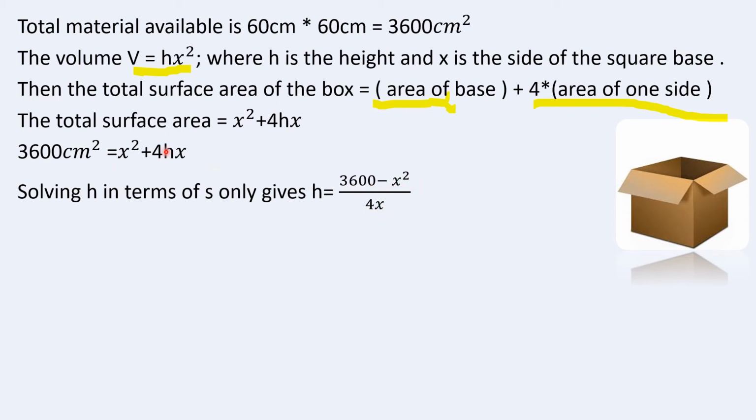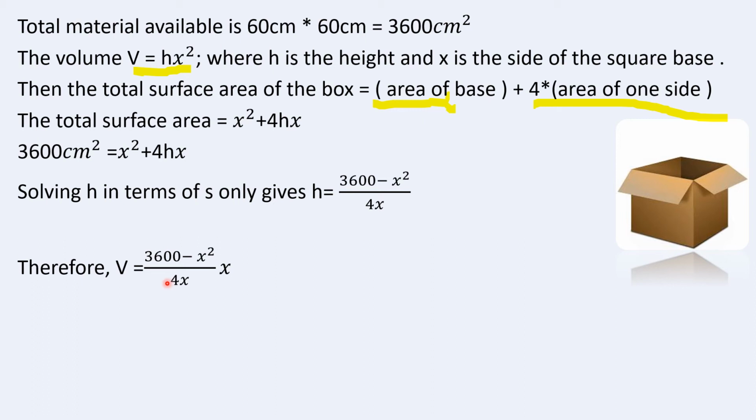Please, you can pause the video here and see whether you get the same answer as mine. Then we substitute this equation into this one. So wherever you see h, you put 3,600 minus s squared, all divided by 4x. You put it here, and that gives us this equation.